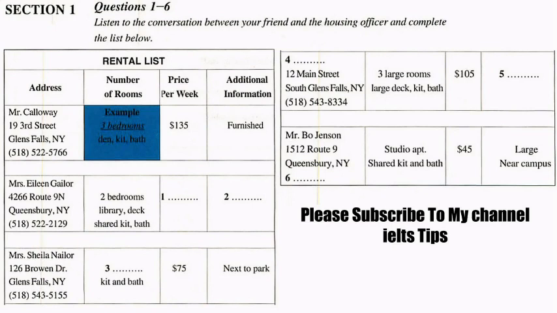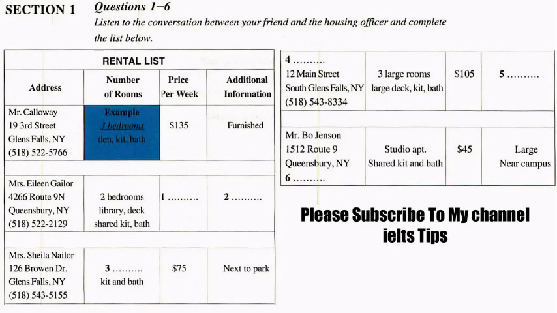So in the example, 3 bedrooms has been written down in the number of rooms column for 19 3rd Street. Now, we shall begin. You should answer the questions as you listen, because you will not hear the recording a second time. Listen carefully and answer questions 1 to 6.